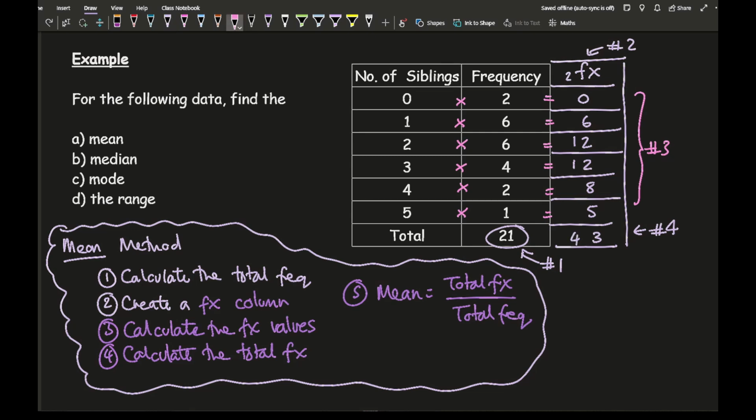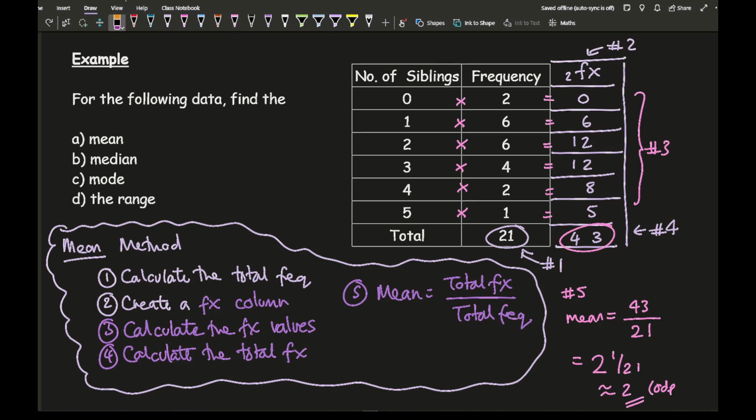So then to work out the mean, which is step 5, the mean is going to equal the total fx, which is 43, divided by 21. And then I could either work that out as a decimal or I could write it as a mixed number. So that's going to be 2 and 1 over 21, which is roughly 2 to 0 decimal places. And there is the actual mean for that set of data without having to write out the list of 21 numbers.